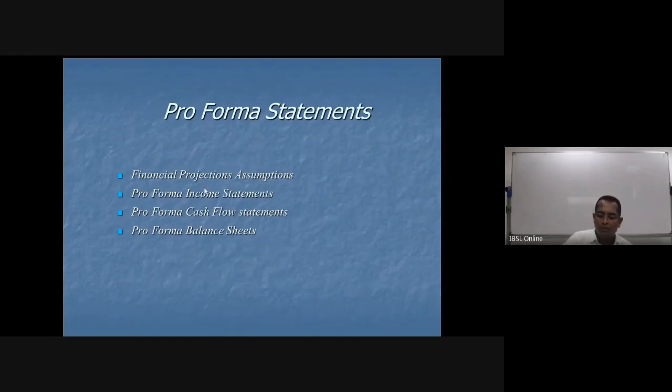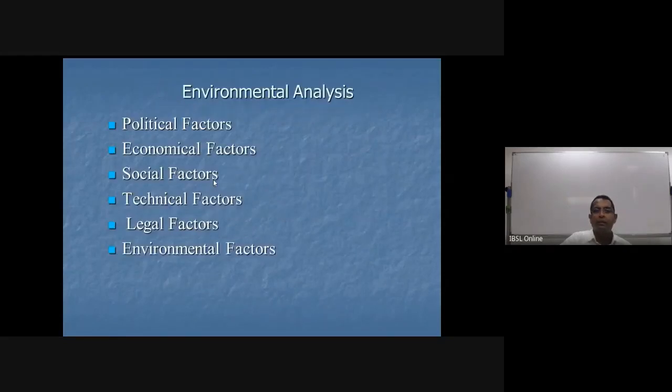Then we go on to a pro forma P&L, balance sheet, and a cash flow statement. Next is environmental analysis. We call it PESTLI analysis. We look at the macro environment, not the micro. The micro environment is the company. The macro environment is evaluated using PESTLI.